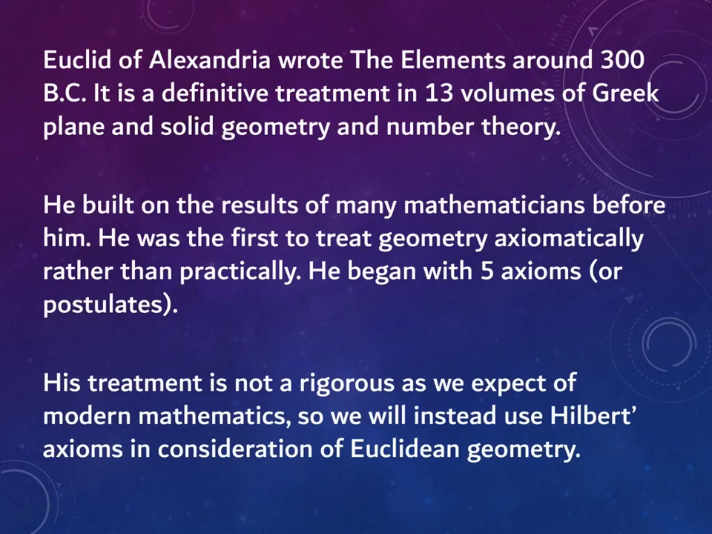His treatment was improved upon by a guy named Hilbert later on. Hilbert was a little bit more rigorous. And so when we talk about Euclidean geometry, we actually use Hilbert's 5 axioms or postulates because they're easier to work with.